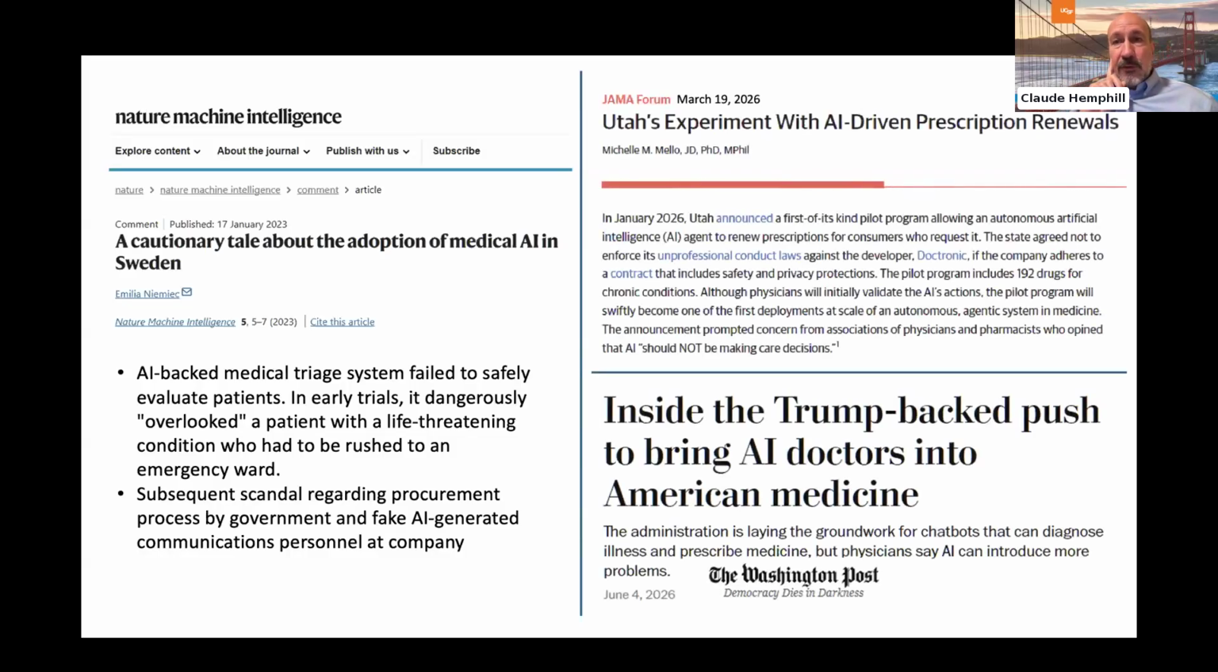But Utah's moving forward with AI-driven prescription renewals. And interestingly, they said that if the company adheres to a contract that includes safety and privacy protections, it's not going to enforce unprofessional conduct laws. And then this is just from the Washington Post headlines a couple of weeks ago about a push to bring AI doctors into American medicine using chatbots to diagnose and prescribe.